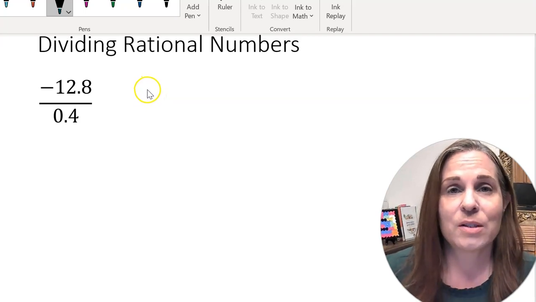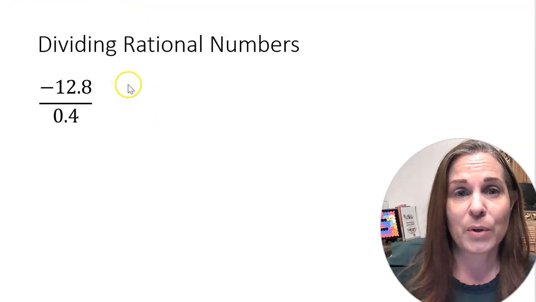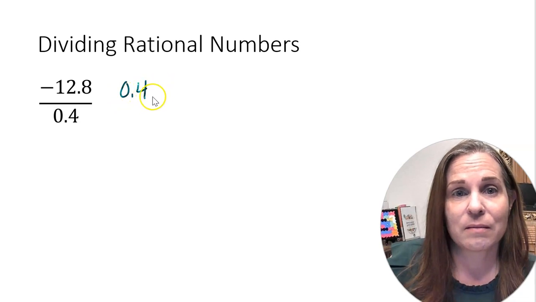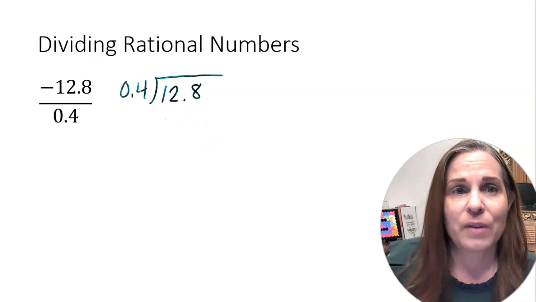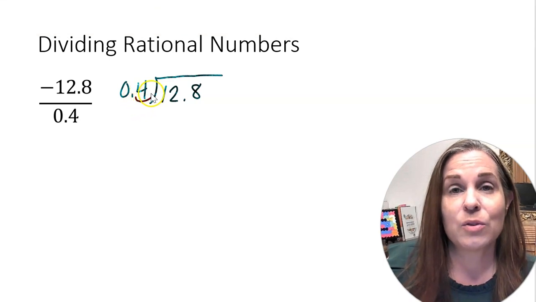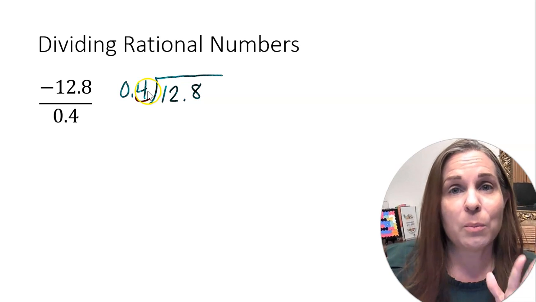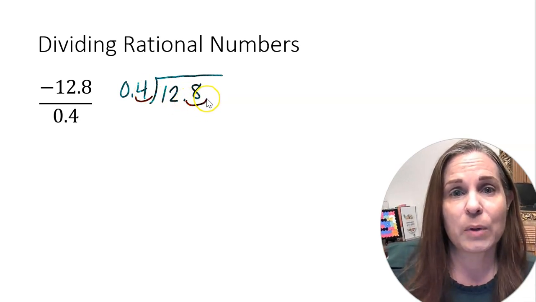The first way I could do this is by doing long division. So if I do long division, the 0.4 would go on the outside, and the 12.8 would go on the inside. Now, I know it's negative, but I'll come back to the negative at the end. When you're dividing with decimals, the number on the outside can't be a decimal. So you have to move that decimal point to the end of the number. Then the number of spaces it takes to get it to the end, you have to move the other decimal point that same number of spaces, and then bring it up.